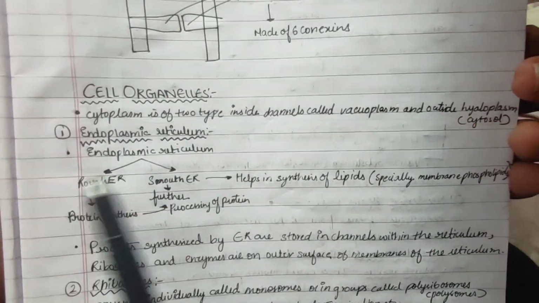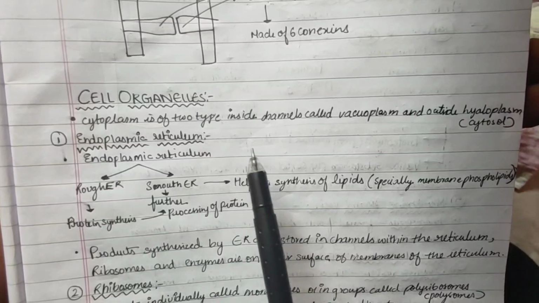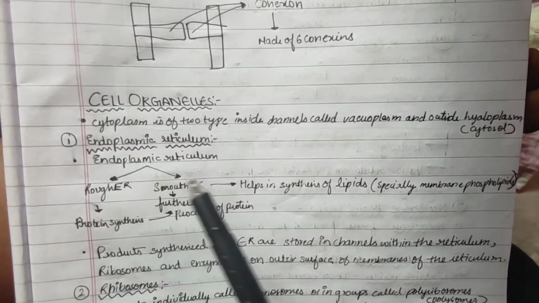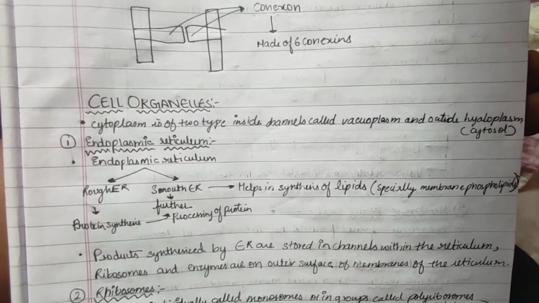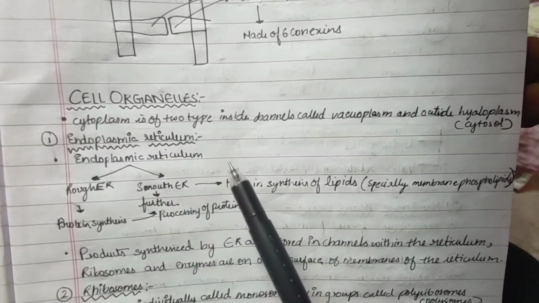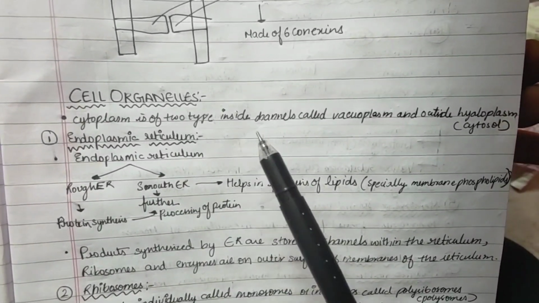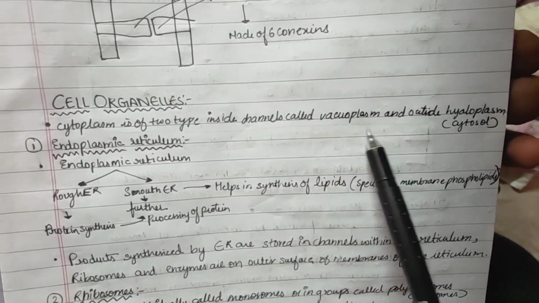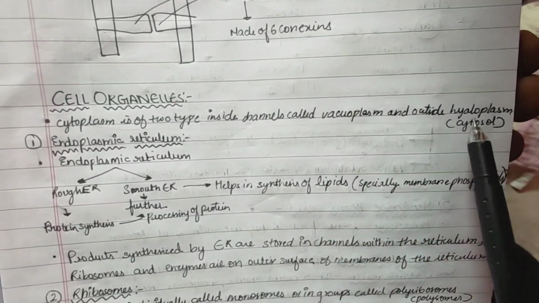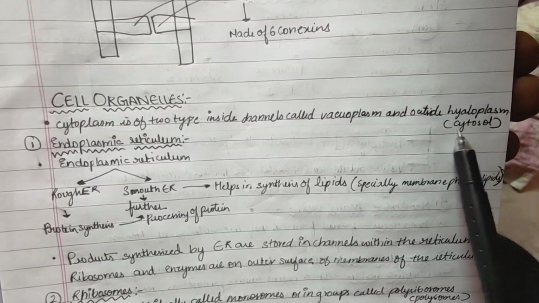Now let us move to cell organelles. Cytoplasm is of two types. We know cytoplasm is a fluid matrix-like substance which is present inside the cell. So it is of two types. If it is inside the membrane-bounded organelle, it is known as karyoplasm, or if it is outside the organelle, it is known as hyaloplasm or cytosol.